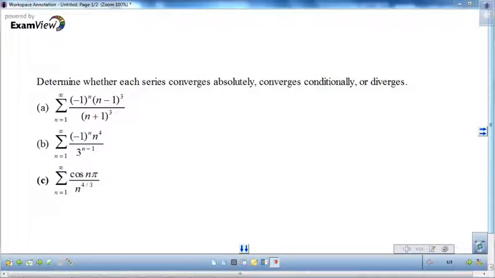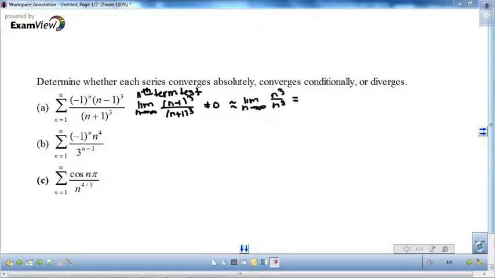All right, so we need to determine whether the series diverges, converges absolutely, or converges conditionally. So the first series is, we look at that. If we look at the nth term, I know that I can't use the alternating series test because as n goes to infinity, this is going to go to 1. It doesn't go to 0. So the nth term test says that the limit as n goes to infinity of this is not equal to 0, so automatically this diverges. So I know that A diverges.